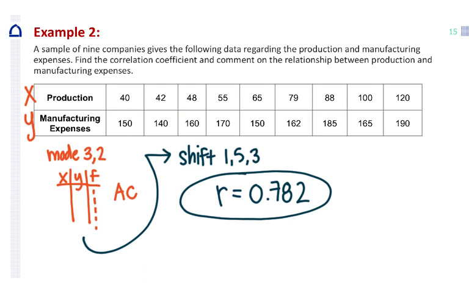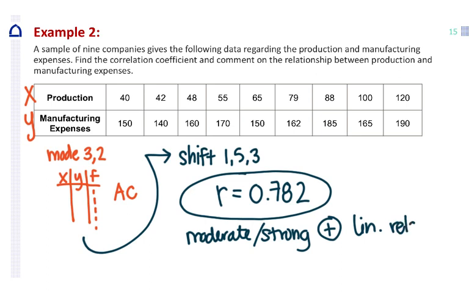I would call this moderate to strong. But it is definitely a positive linear relationship. So what does that mean? It means if I were to draw this as a scatter plot, I would predict that the dots are clearly going up from left to right, and they are pretty close to the line. Something like that. Not super close, but pretty close to a straight line.